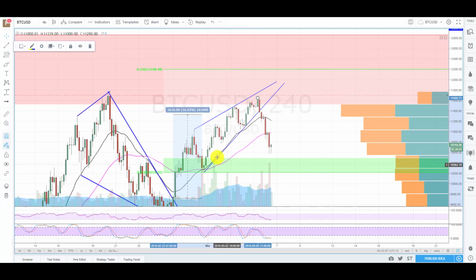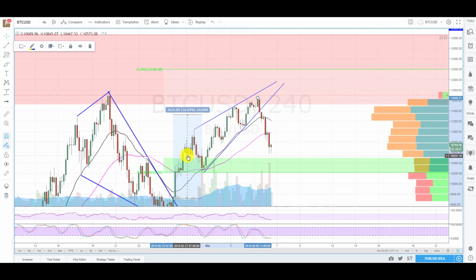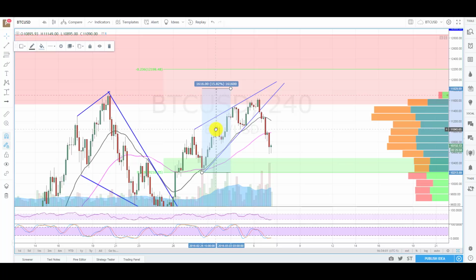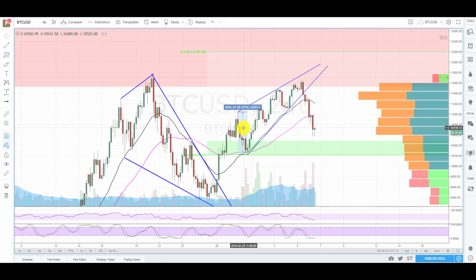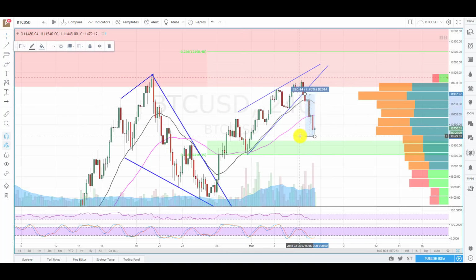So again, if we're looking for a measured move, we take this distance here, and we apply it to where we fell out. We've tagged that target at about 10,570. So that's basically how you would trade those types of moves. And the wedges, I love them because, like I said, they produce really good moves.